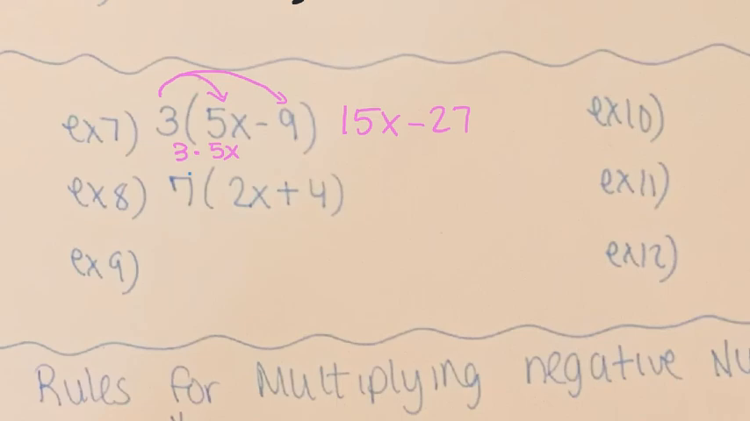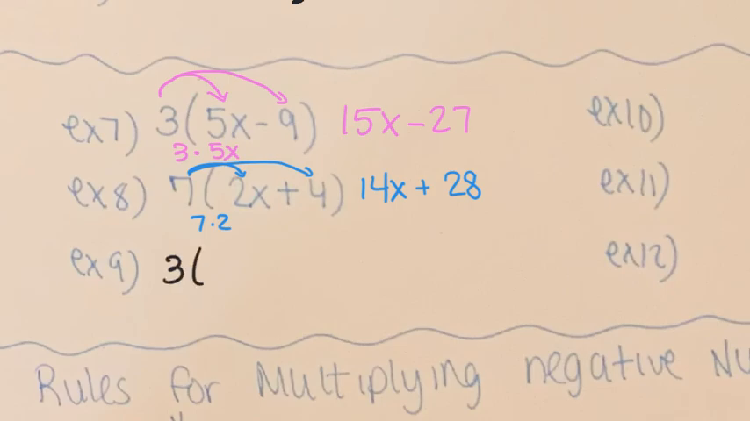Example 8, 7 times 2x. 7 times 2 is 14. The x is just there. It's just still smushed. It didn't go anywhere, but it's just there. And then 7 times 4 is 28. Okay, example 9.